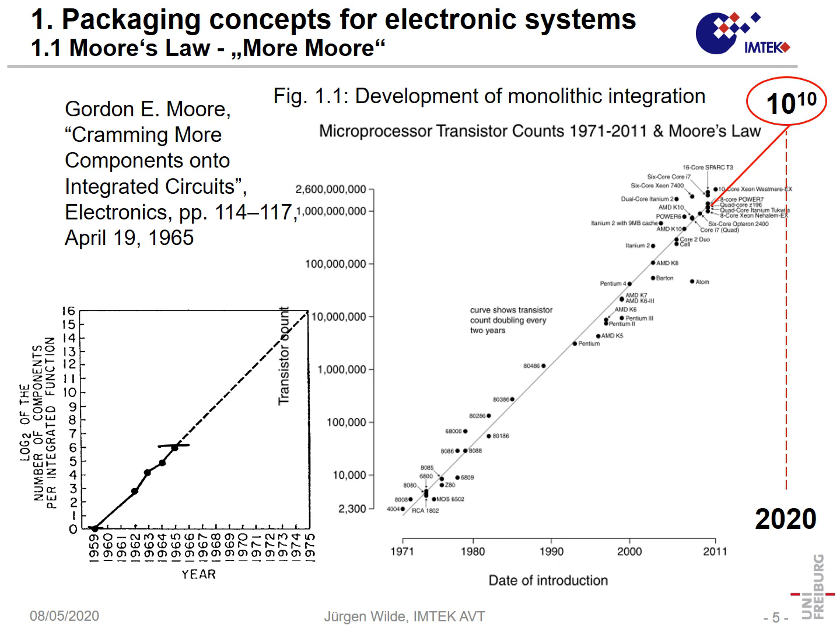And in that way, we had a straight line in that semi-logarithmic scale. Now, while we started with very small numbers, let's say here, 100 transistors, here presently, 2020, we expect 10 to the power of 10 transistors on one chip.